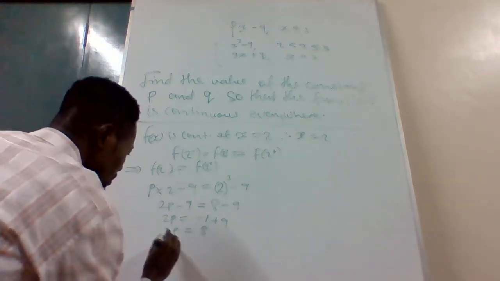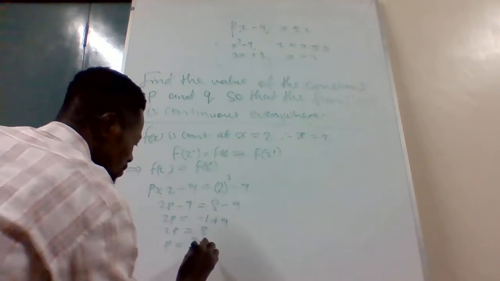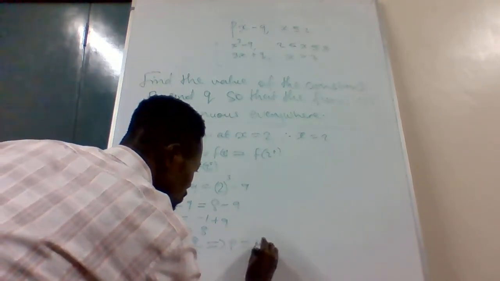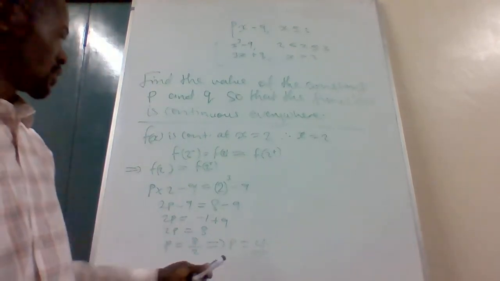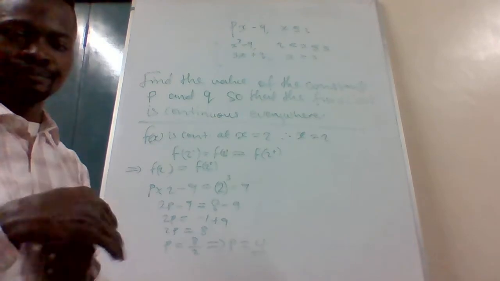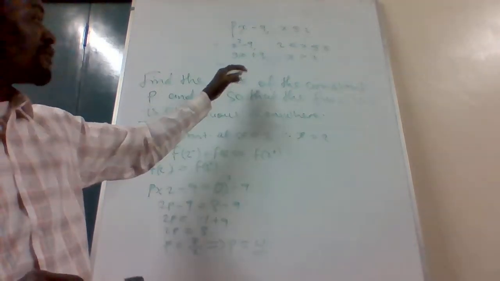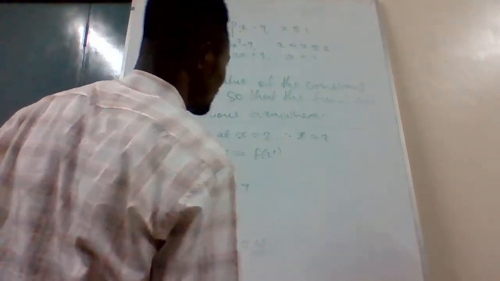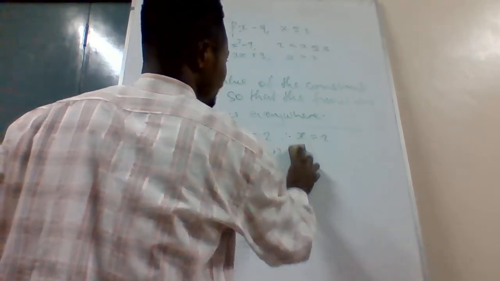Therefore, p is equals to 8 divided by 2. So it implies that our p is equals to 4. And that is the value of p. But we have to find the value of both p and q. So now we need to find the value for q.